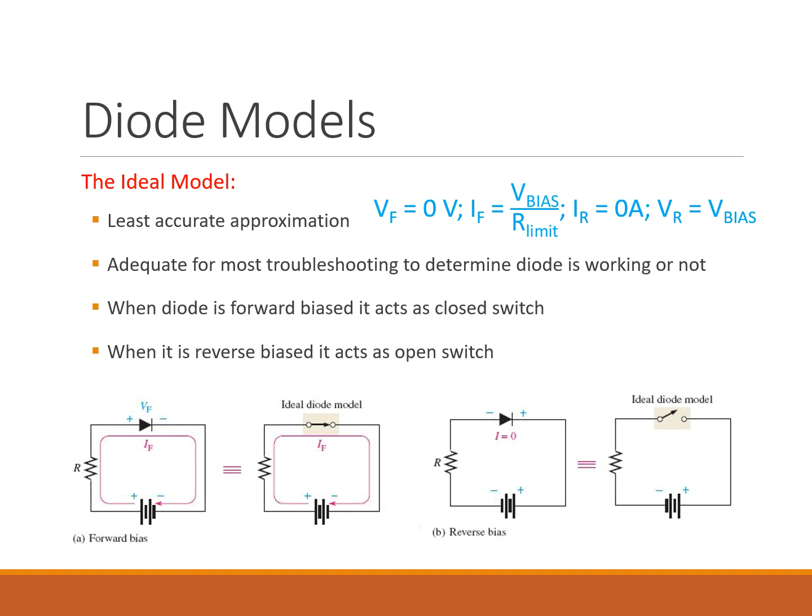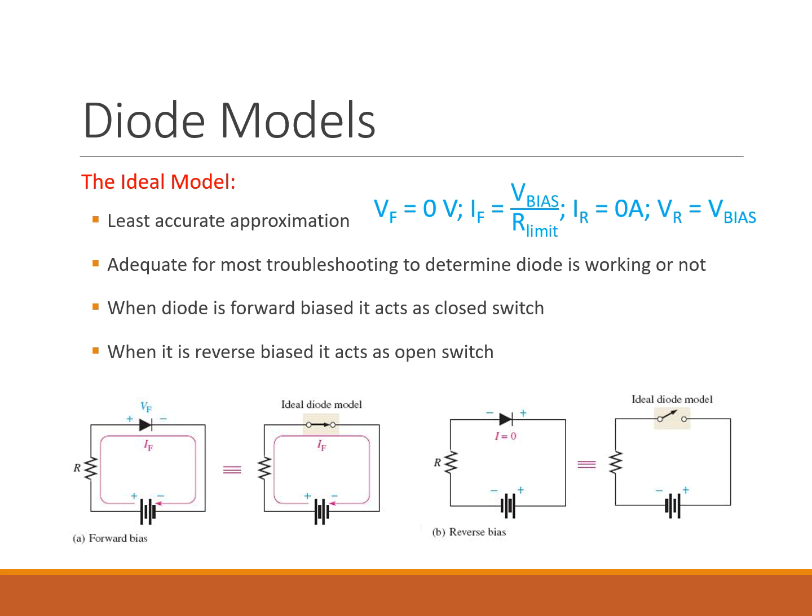Forward bias acts like a closed switch. So the voltage drop across the diode is 0 volts, right? So V sub F is equal to 0 volts. Current flows freely like a wire. Think of a diode as closed, right? So current moves through as long as it's forward biased.